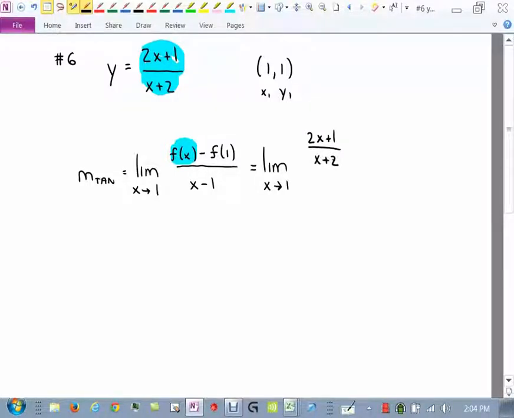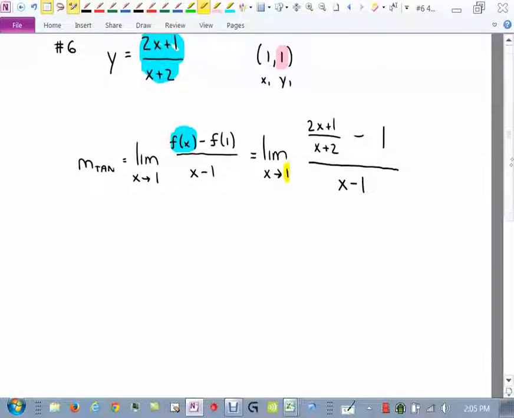minus what we get when we plug 1 in. Well, we already know what happens when we plug in 1, right? We should get 1 because that point lives on that graph. But you could verify it. Just plug in 1, you get 3 over 3. So you get 1. So it's all of that minus 1, all of this over x minus 1. Okay, at this point, if you try to let x be 1, what you're going to get is 0 over 0. So again, we're going to need some sort of algebra to try and work this out.